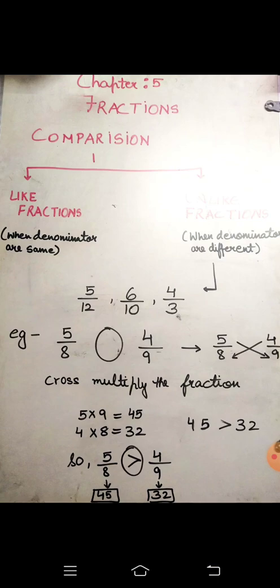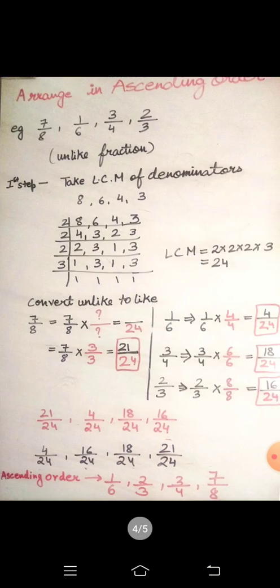Now I think you have got it. With unlike fractions also, you will always have to cross multiply and see which number is bigger, then you can tell which fraction is bigger. Let's come to ascending and descending order of fractions. Example: 7 upon 8, 1 upon 6, 3 upon 4, 2 upon 3. By seeing this example we come to know that these are unlike fractions.